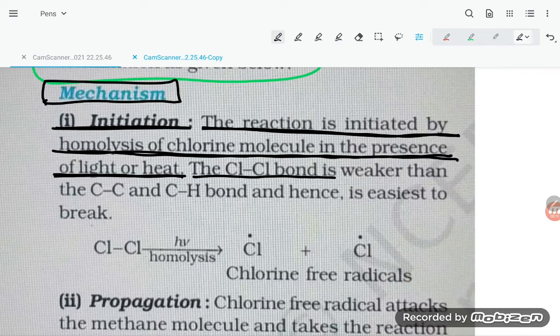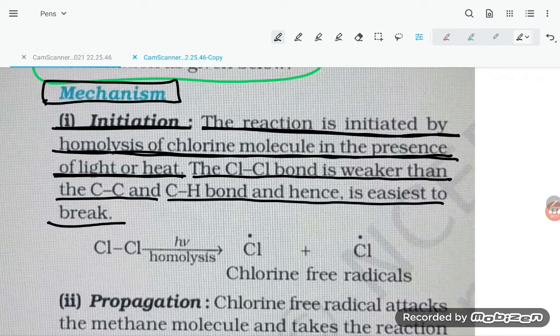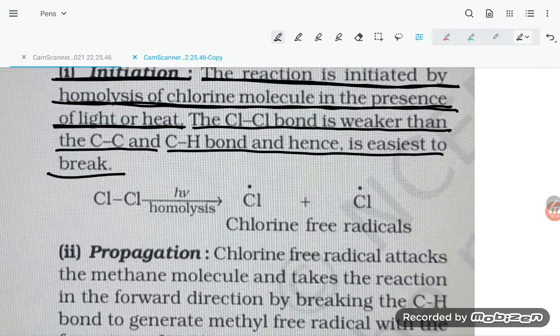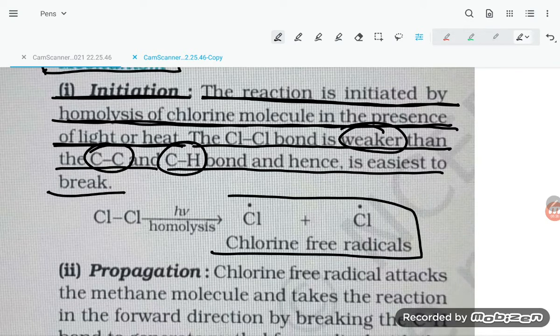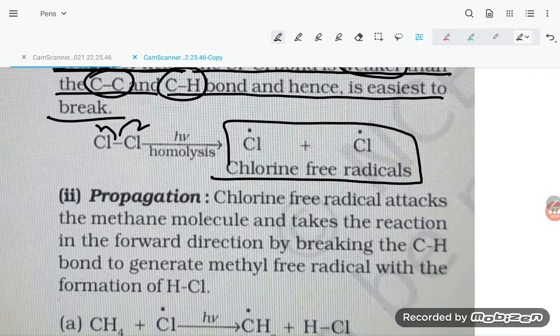The Cl-Cl bond is weaker than the C-C bond and the C-H bond, and hence is easier to break. So if sunlight is falling, it will give the chlorine free radical. One electron goes to one atom and the other electron goes to the other atom of the single bond, forming chlorine free radicals.